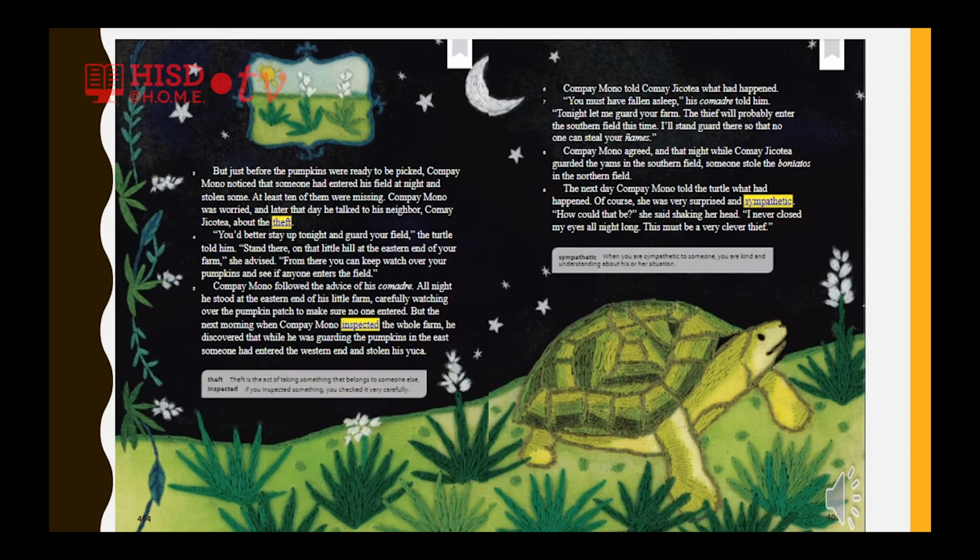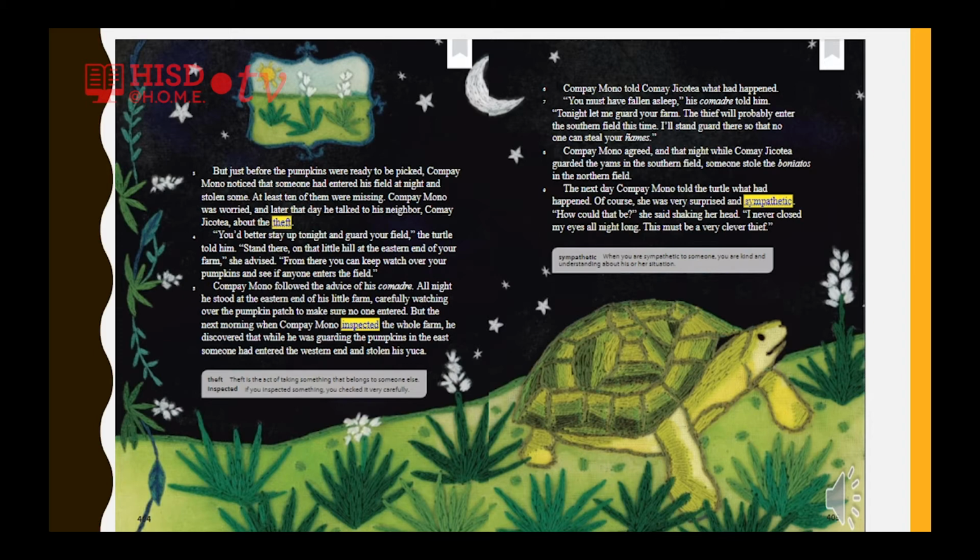Compe Mono followed the advice of his comadre. All night he stood at the eastern end of his little farm, carefully watching over the pumpkin patch to make sure no one entered. But the next morning, when Compe Mono inspected the whole farm, he discovered that while he was guarding the pumpkins in the east, someone had entered the western end and stolen his yucca.